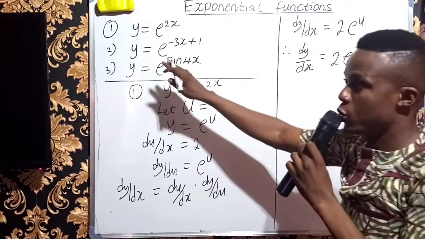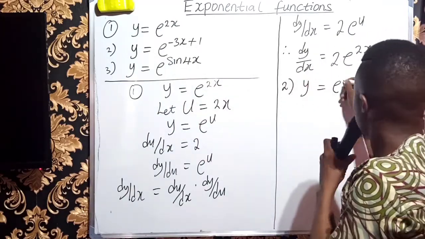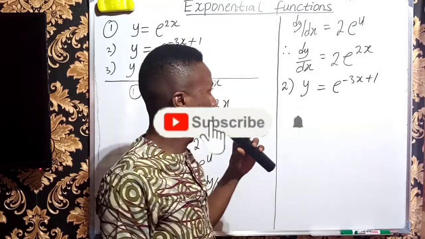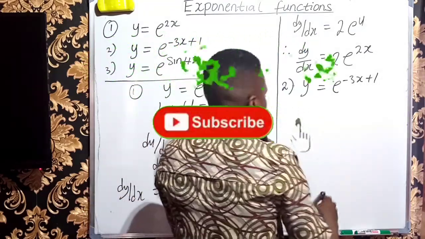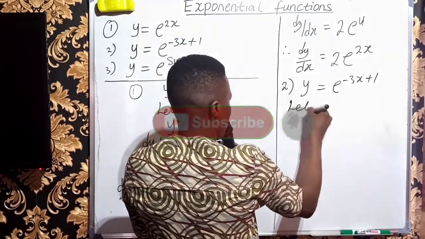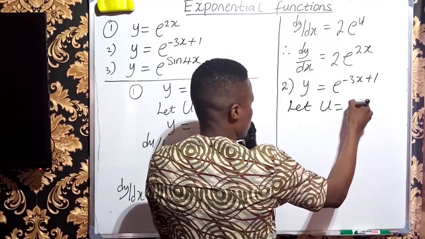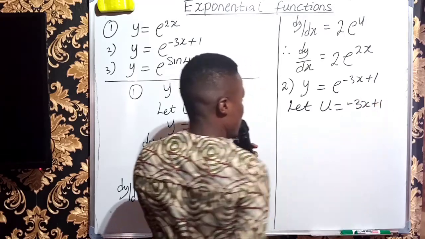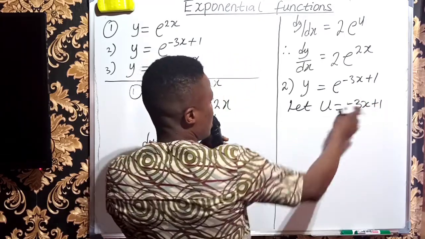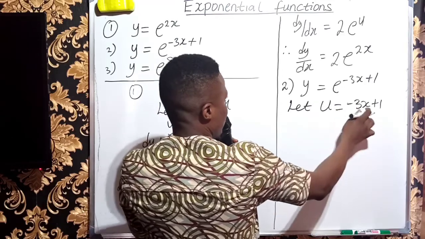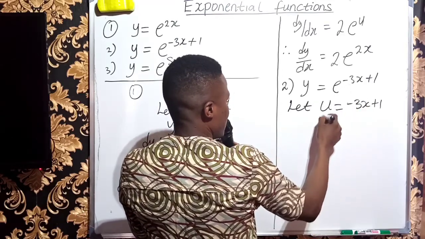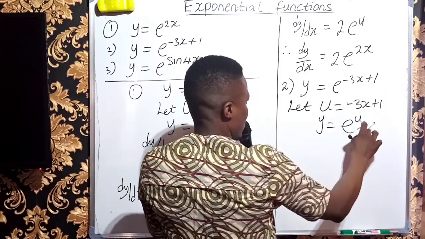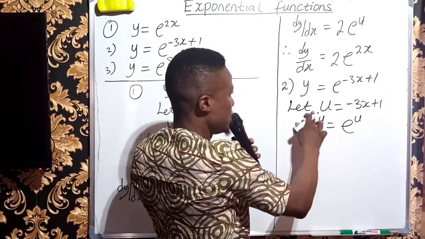So let's get the second one. Number 2, we have y equals e to the power of minus 3x plus 1. So as usual, I can say let the power be equivalent to u, which is minus 3x plus 1. That's my power. It's equivalent to u. Hence, if everything here is u, it implies that y is equal to e power of u, because all these things are now u. Let's now get du dx.